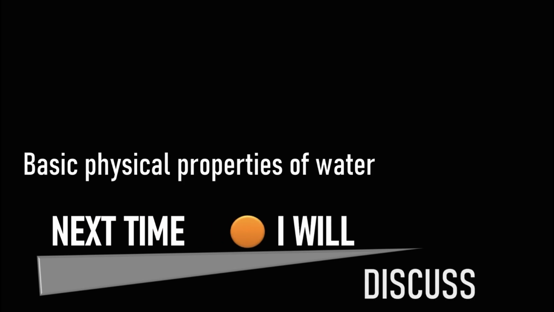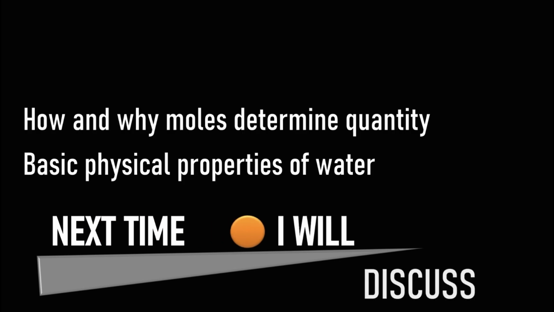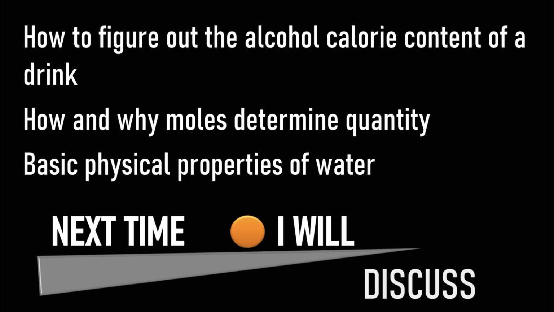In this first tutorial, I covered an overview of the course, the science of atomic number and atomic mass, the concept of the atomic mass units, or AMU. I also introduced the periodic table of elements and talked about how to determine the molecular mass of a molecule. Next time I will discuss the basic physical properties of water, how and why moles determine quantity, and how to figure out the alcohol calorie content of a drink.